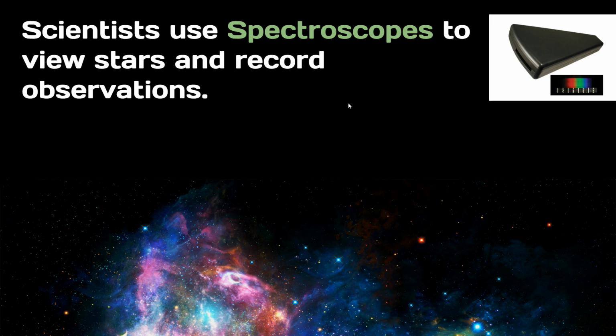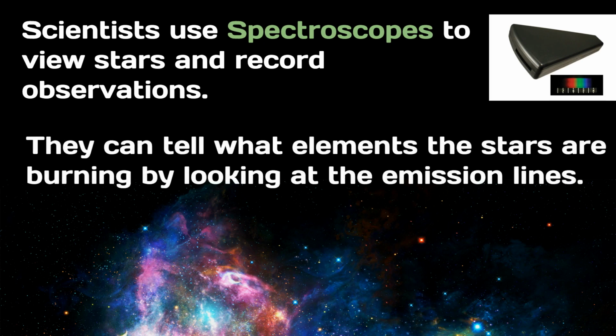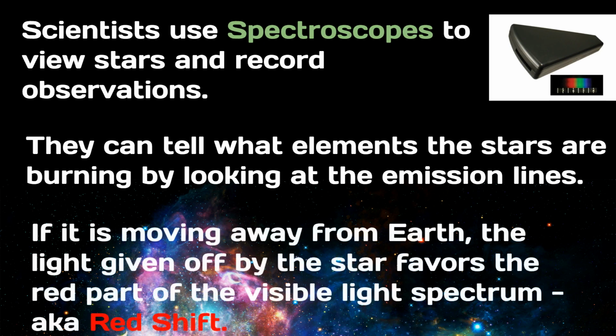Scientists use spectroscopes to view stars and record observations. So this is very similar to the spectroscopes we have at school. You can look at emission lines through this. Now, obviously, it's not as complicated or as expensive as what scientists have, but it's still useful. They can tell what elements the stars are burning by looking at the emission lines.